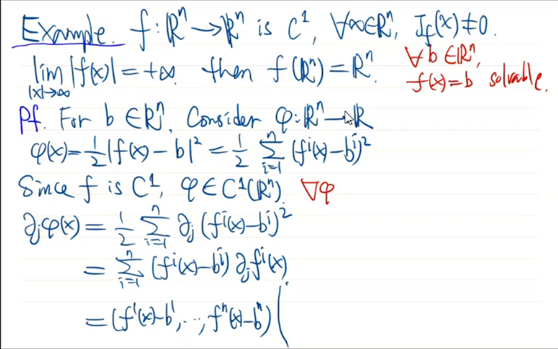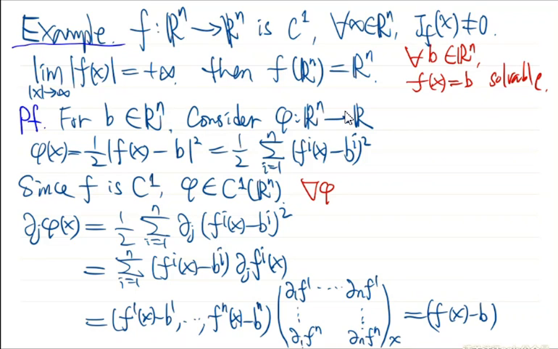times the Jacobian matrix of the map f, with entries d1 f1, ..., d1 fn, up to dn f1, ..., dn fn. The derivatives in this matrix are taken at the point x. So this can be written in a compact form. This is precisely (f(x) minus b) times f prime of x. This matrix is just the Jacobian matrix of f at the point x. In our notation, this is f prime of x.